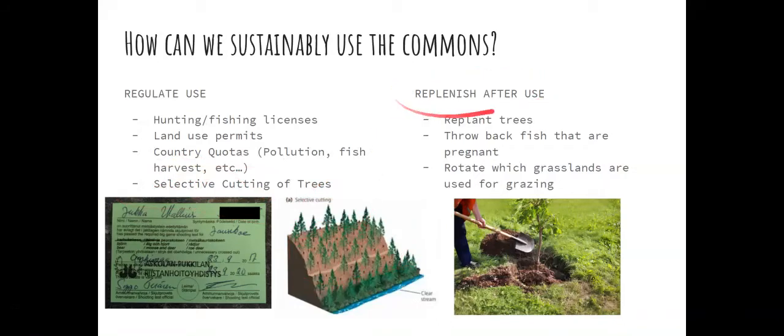You can also replenish after use, which means just replanting trees after you cut some down. You can throw back the fish that are pregnant, so you always have a supply of young fish being born. And you can also rotate the grasslands which are used for grazing, as to not destroy the soil there.